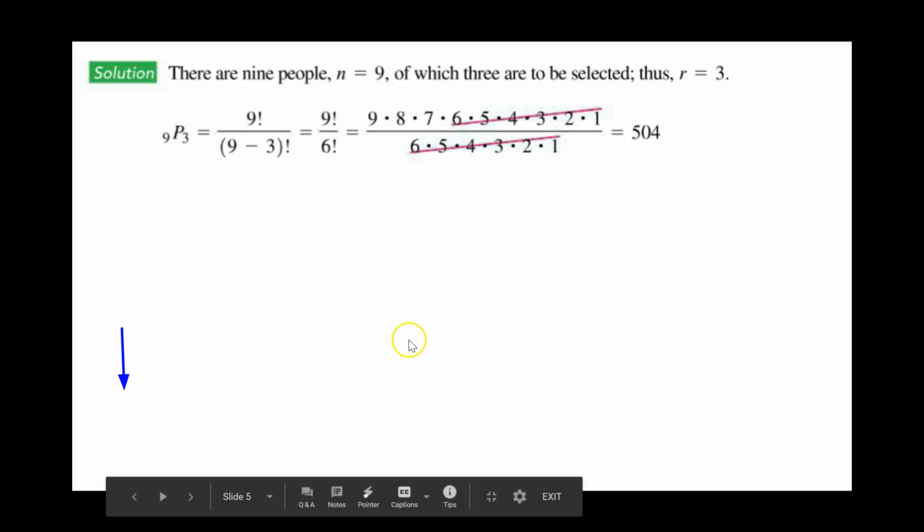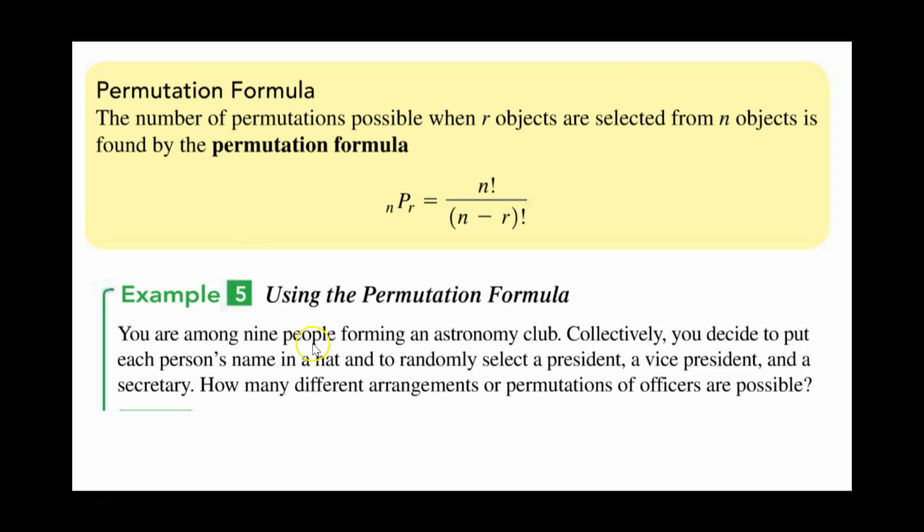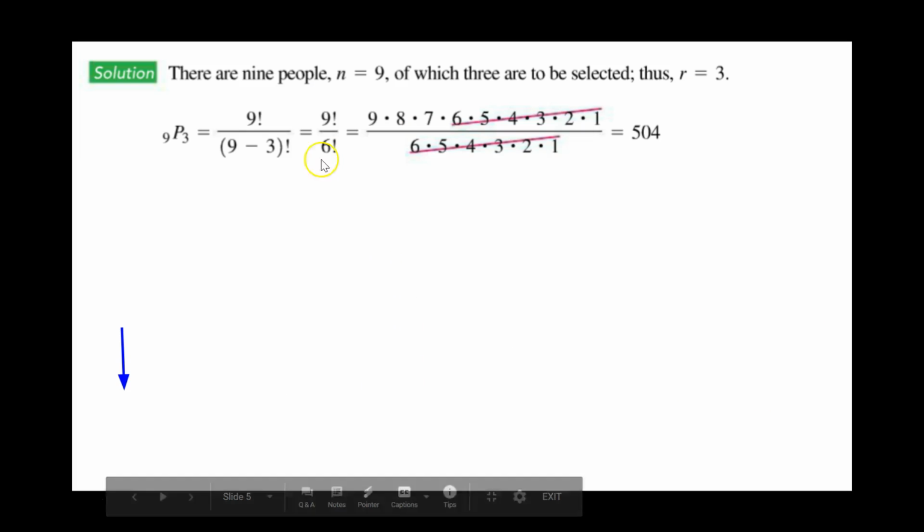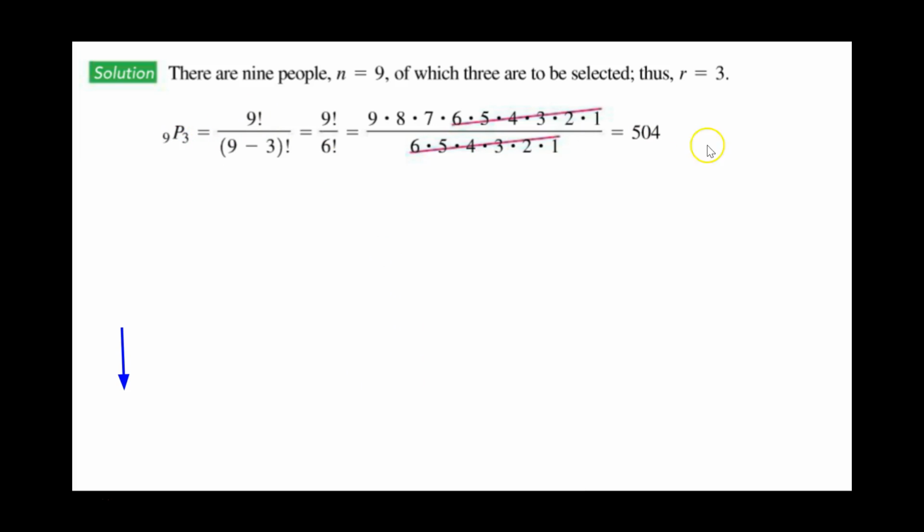So if we're looking at here, there'll be 9 as far as the totals. Let's go back and count. Among 9 people forming the astronaut club, we put 9 for N, and how many different kinds of possibilities can it be? You can either be a president, vice president, or secretary. So this is where the 3 came from. How many different ways can we arrange officers is possible. When we see that word possible, this is where we're going to use either P or C for problems. So we do this, 9 into here, and we get 504.